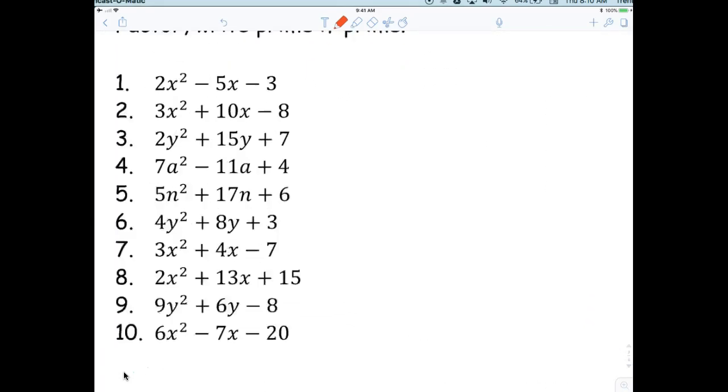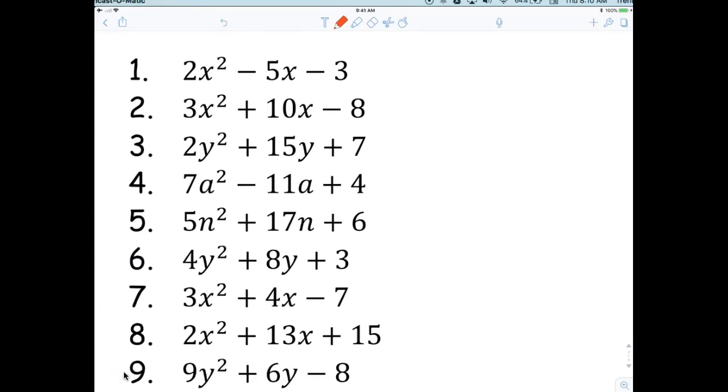Now, these are a little bit harder because the leading coefficient is something other than a 1. So, here we go. 2 sets of parentheses. The only way to make 2x squared is with 2x and x. I need it to be negative 5, so I'm going to put the 3 here and the 1 here. I also need it to be negative 3, so this is negative and that's positive. Again, I'm just stressing, you can check your work. This is 1x and negative 6x, which makes negative 5x.